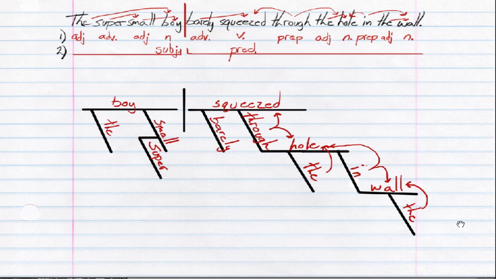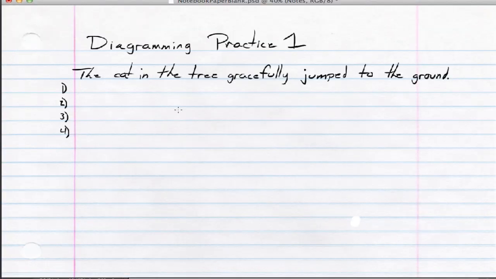Copy this down exactly how you see it. When you're done with that, hit play, and I'll give you a practice sentence and let's see if we can solve it together. All right, so here we are with diagramming practice number 1. We're going to do levels 1 and 2 for this sentence.